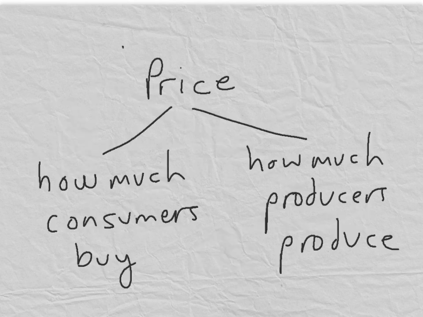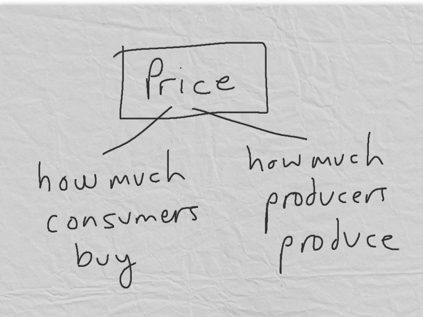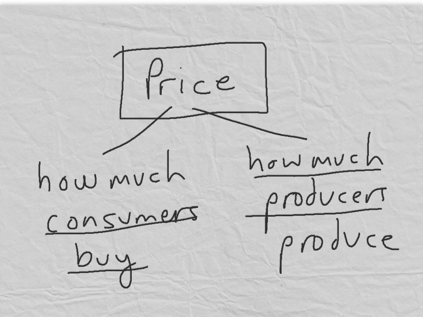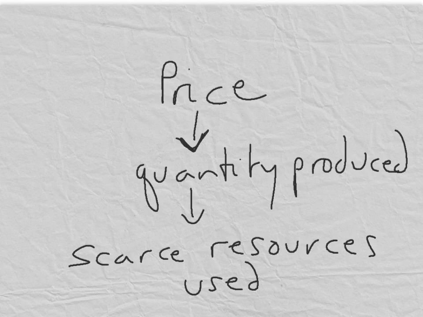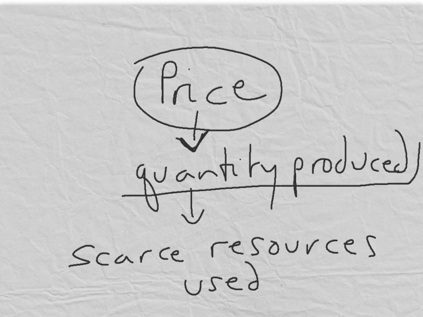So, we can see that the equilibrium price determines how much consumers want to buy of a product, but also how much producers want to produce of a product. And the two happen to be equal to each other when the price is at the equilibrium level. So, at equilibrium, the price determines the quantity of goods that are going to be produced in the market.